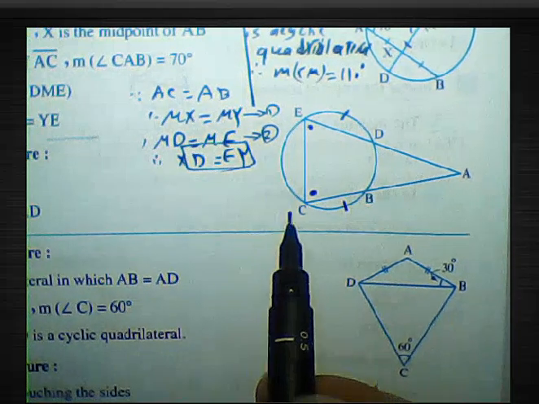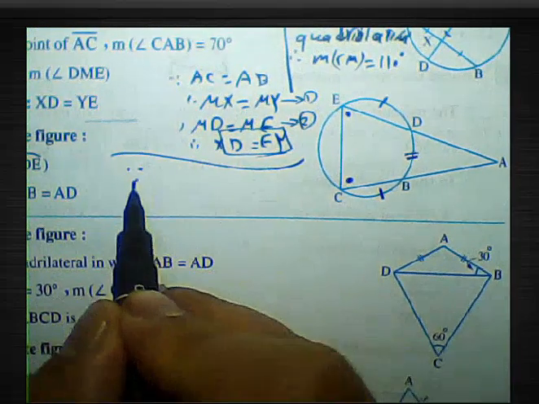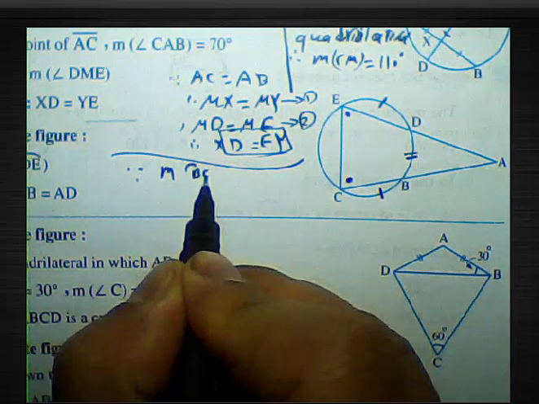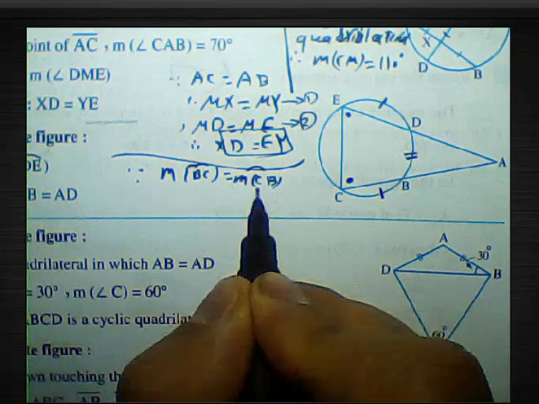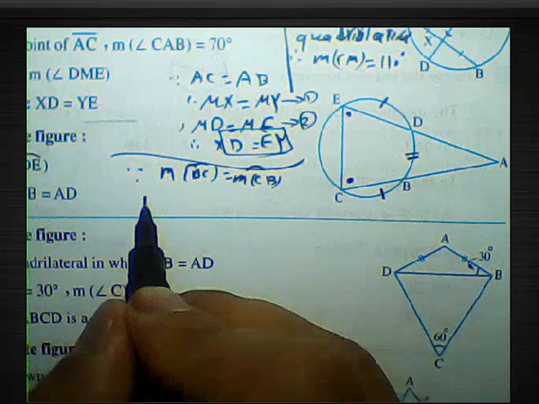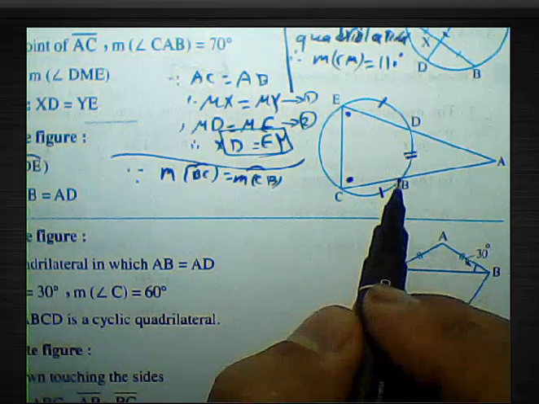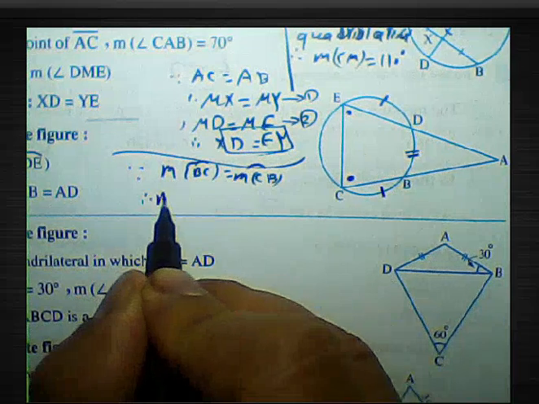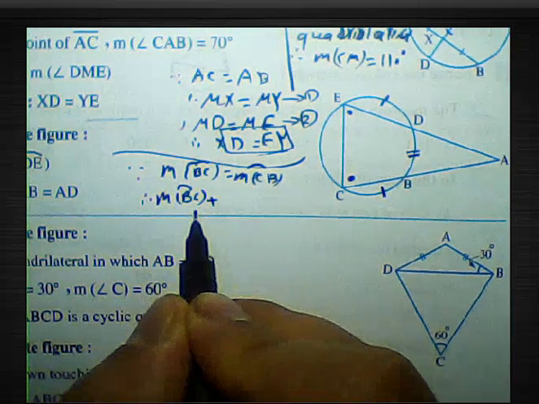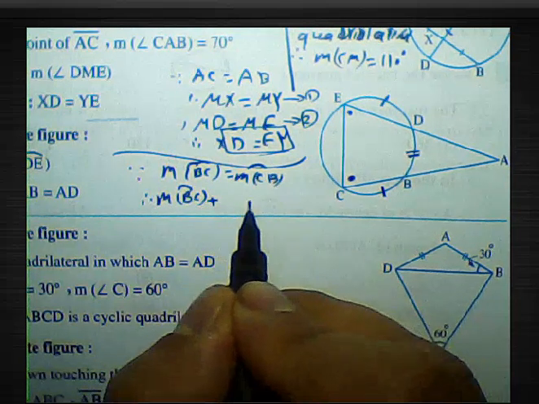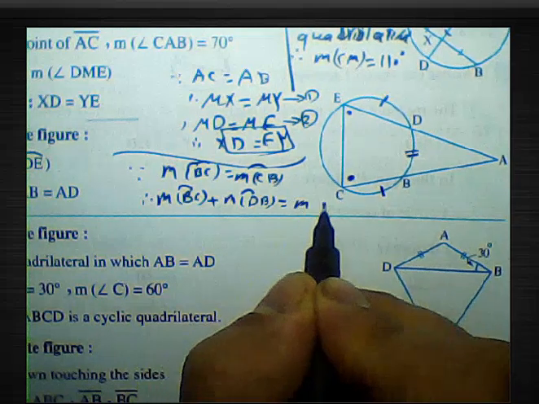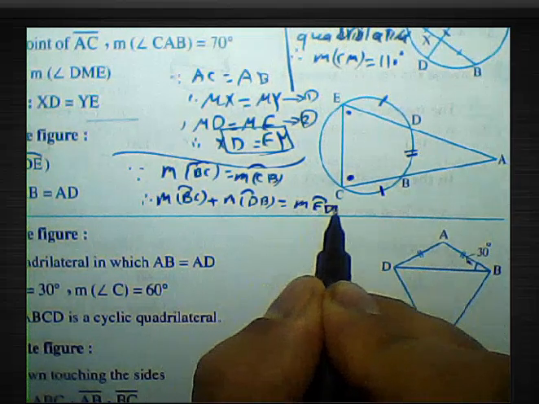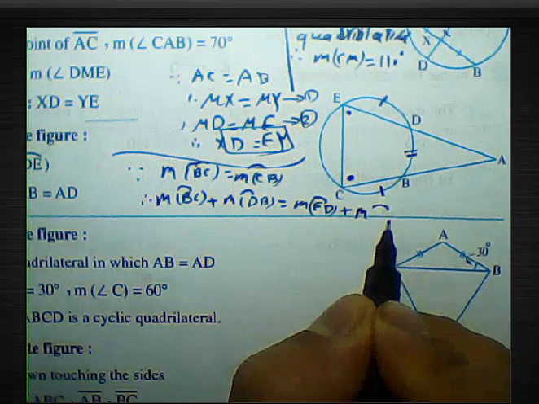To prove that, we must add this arc to the left hand side and right hand side, such that measure of arc BC equal measure of arc DE. We can add arc DB to left hand side and right hand side. Then measure of arc BC plus measure of arc DB equal measure of arc ED plus measure of arc DB.